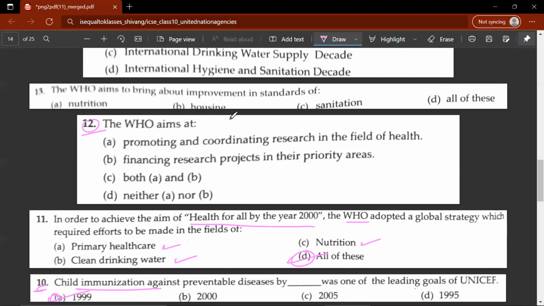12th question, the WHO aims at what? So it aims at C, promoting and coordinating research in the field of health. B, financing research projects in their priority areas, so financing research projects. 13th question, the WHO aims to bring about improvement in standards of what? So it aims to bring about improvement in standards of D, all of these. Now, what does it aim to bring improvement in standards of nutrition, housing, and sanitation?